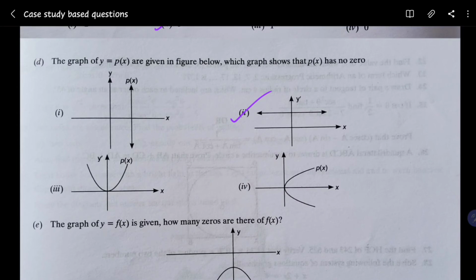And let us see the final question. The graph of y equals to f of x is given. How many zeros are there for this f of x? This graph is not even touching x-axis at all. So that is why the number of zeros of this polynomial is 0.